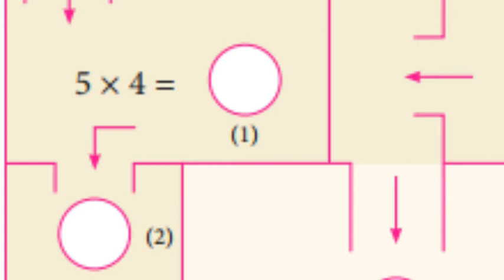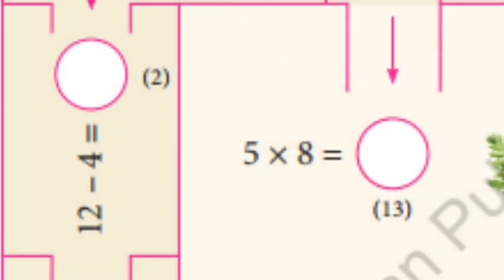Now children, look at the second one. 12 minus 4. It is a subtraction. So children, what is subtraction? Subtraction is the takeaway of one or more numbers from one another. Okay. So children, here we have to subtract 4 from 12. So 12 minus 4 is equal to 8.